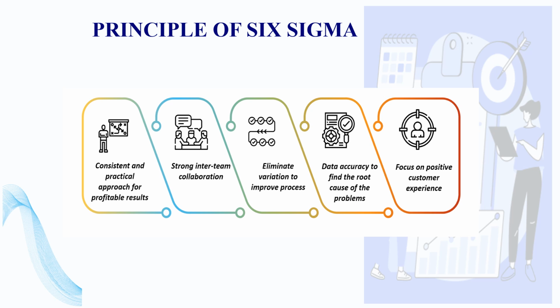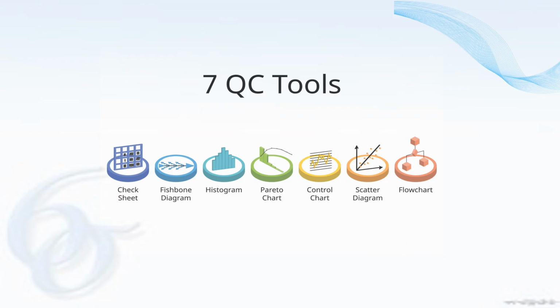Then the principle is engage and empower employees. Employee involvement. Six Sigma encourages the involvement of employees at all levels, training, equipping staff with tools and skills to solve problems and improve processes. Example, training quality control staff in Six Sigma techniques to identify defects early in the production line and take corrective action. After principles, we learn about the seven quality control tools used in the food industry.